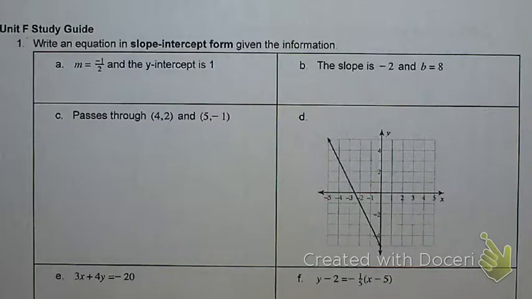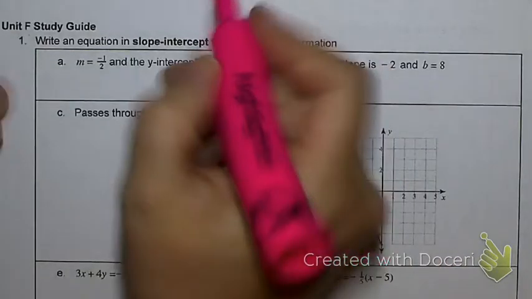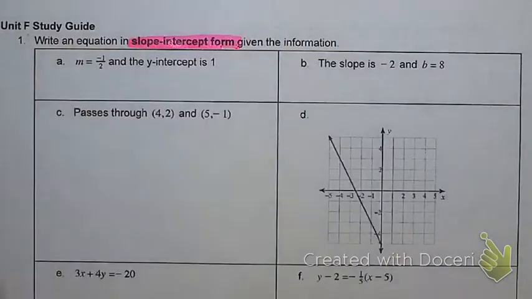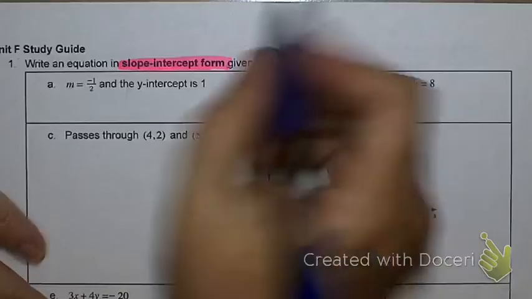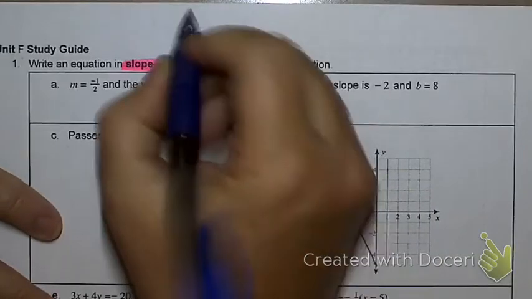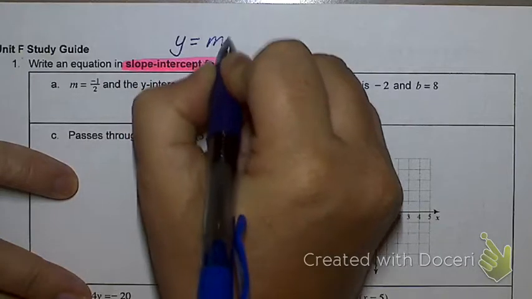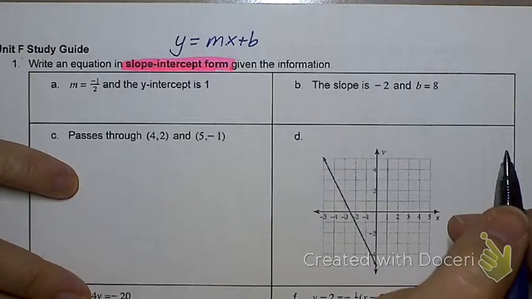So, I talked about this a little bit with the quiz the other day, but if you give me the correct answer but not in the right form, sorry, you must follow the form. Now, if I say slope-intercept form, what is that form? That's y equals mx plus b. If you don't know that tomorrow, you're in trouble.